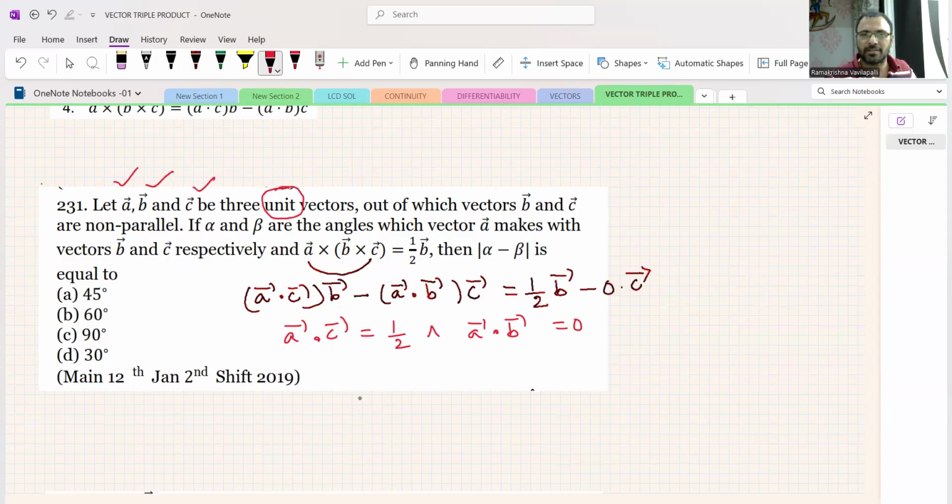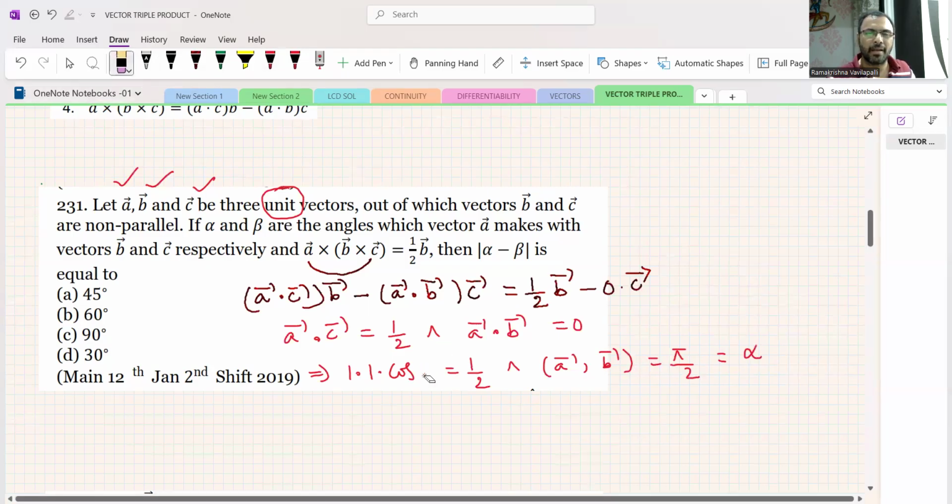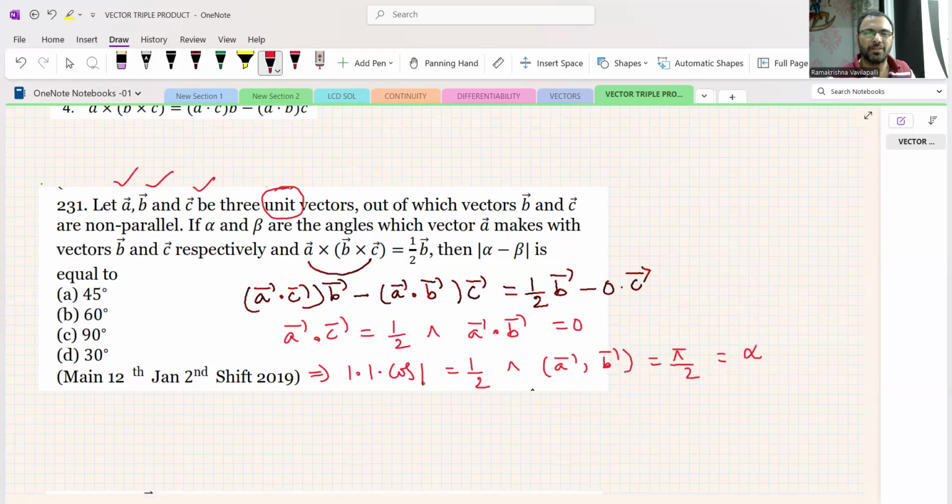They are unit vectors. So I can write here, mod A is 1, mod C is 1, and the angle between them is alpha. That's equal to 1 by 2. And the angle between A bar, B bar is equal to 90 degrees. This is equal to alpha. The angle between A bar, B bar I'll call beta. So therefore, we will get that beta is equal to 60 degrees.